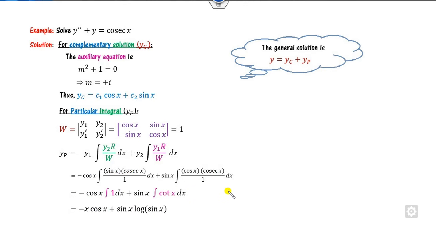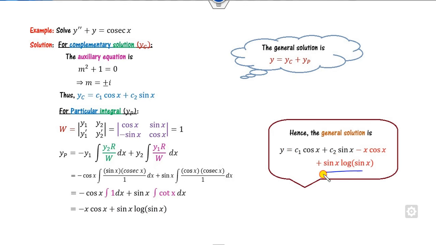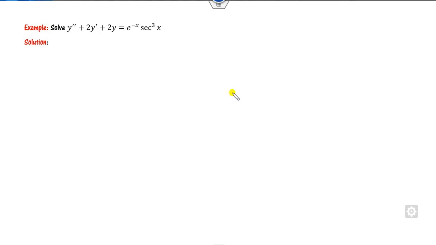Now after that you can simplify this. The integration of this is my log of sin x, and the integration of this is my x. So you get the yp, you get the yc, you can substitute here, and you get the final general solution of this equation. Look at the second example.